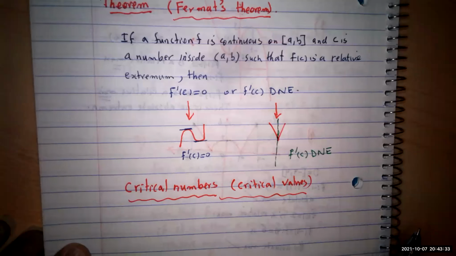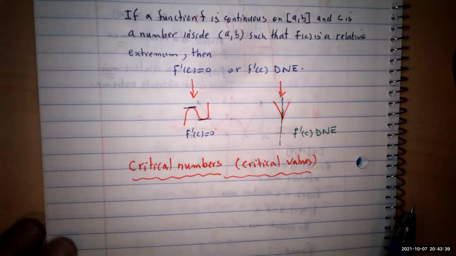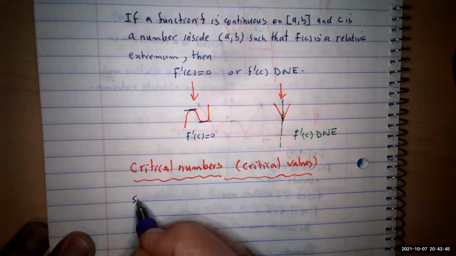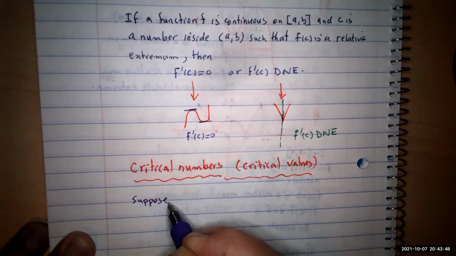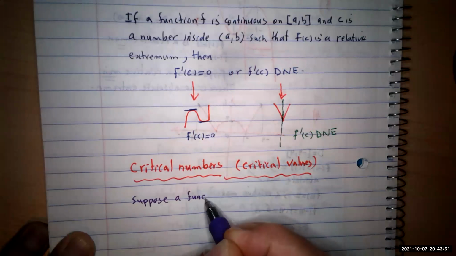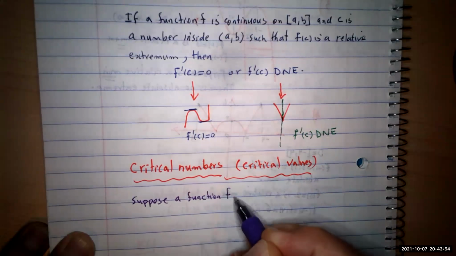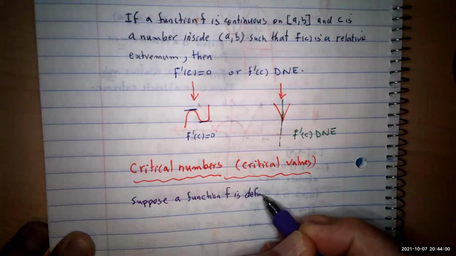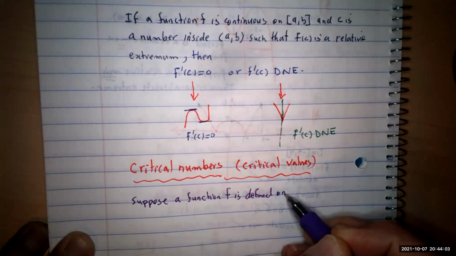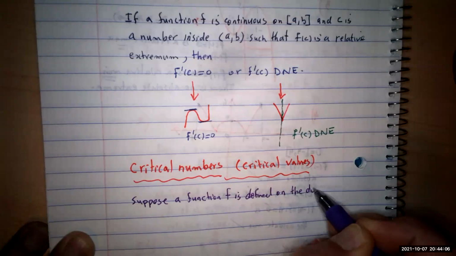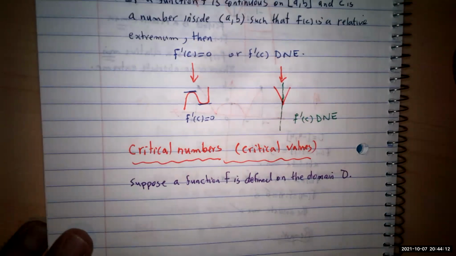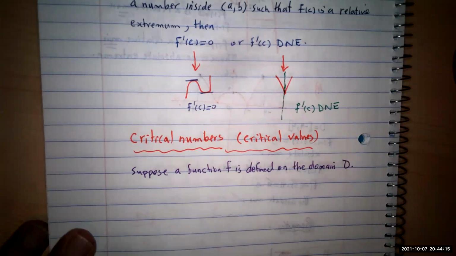So let's see what a critical value is. Suppose a function f is defined on its domain, domain D. This means for all these problems, you have to determine the domain first.